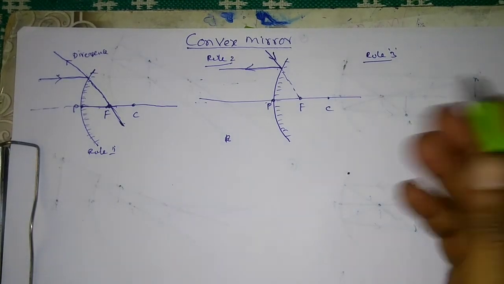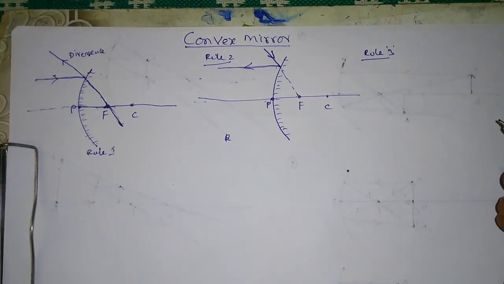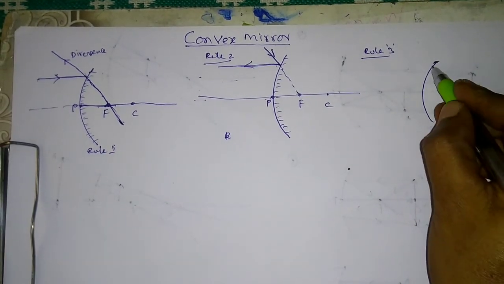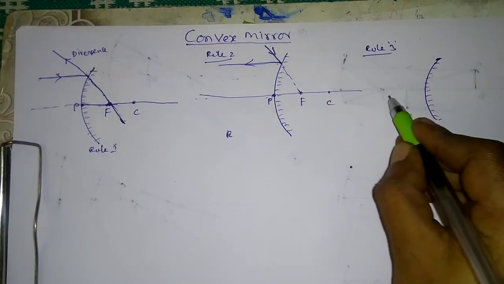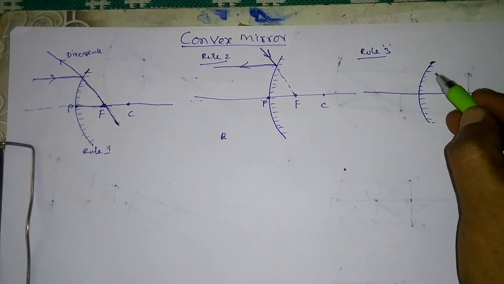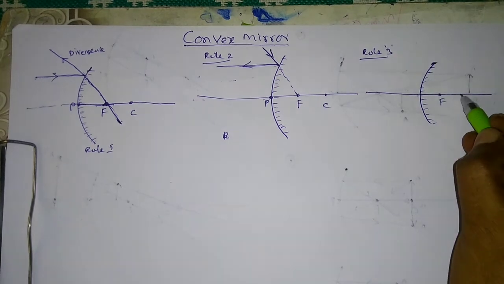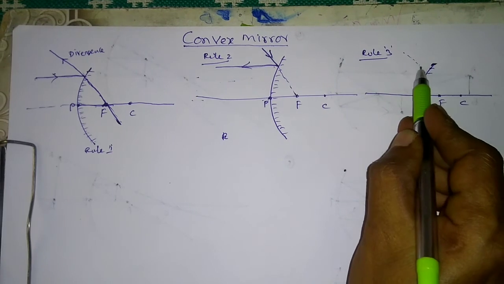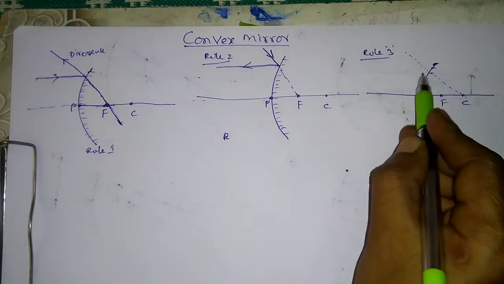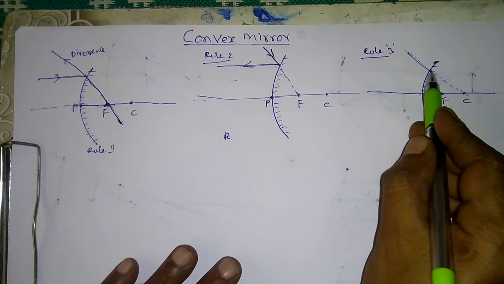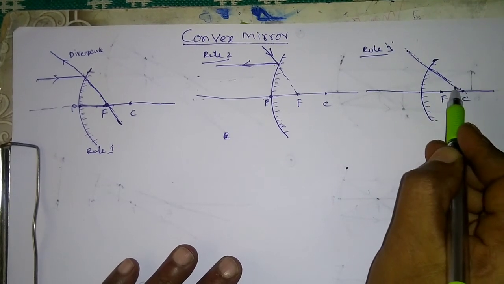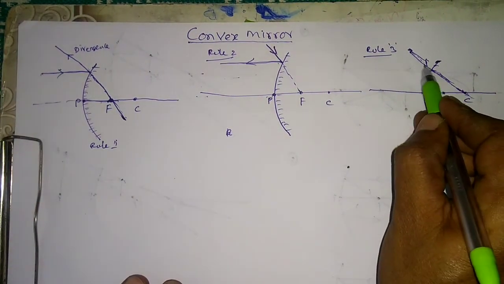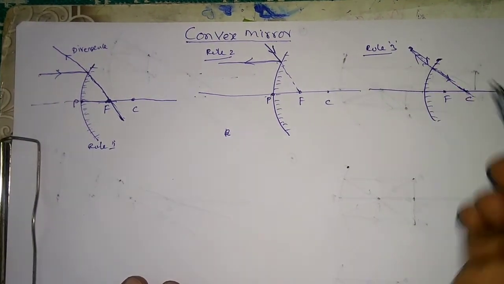So rule number three, as usual, is that if the ray is towards the center of curvature C, it is reflected back as usual. Rule number three can also be drawn simply. This is the focal point. This is the center of curvature. When the incident ray is towards the center of curvature, it will be reflected back in the same path.